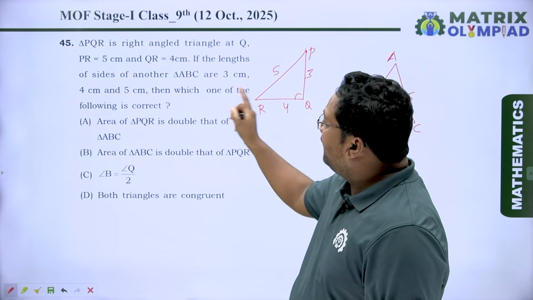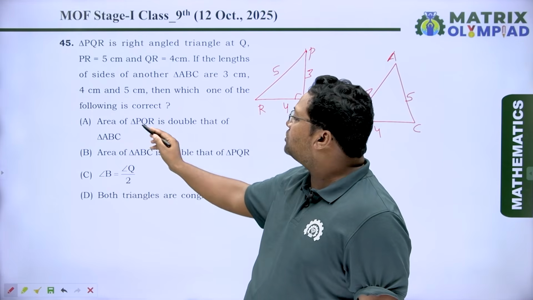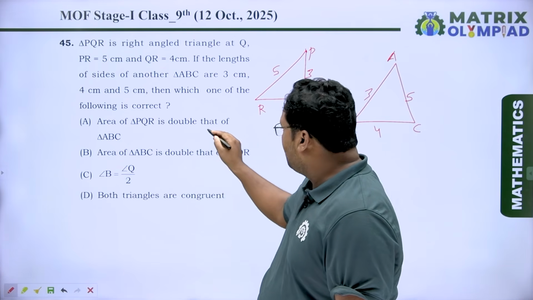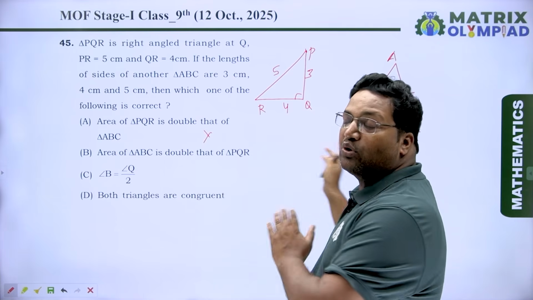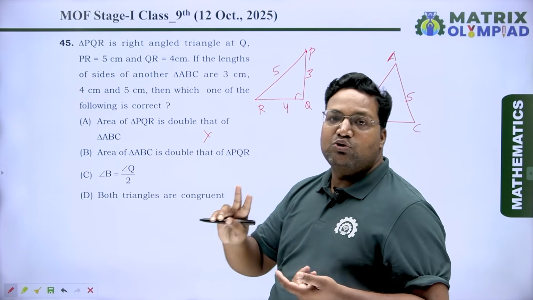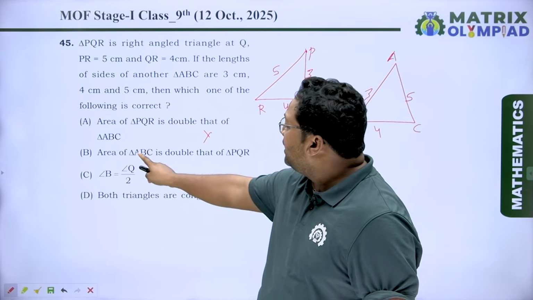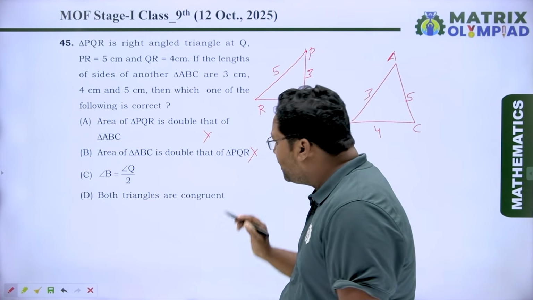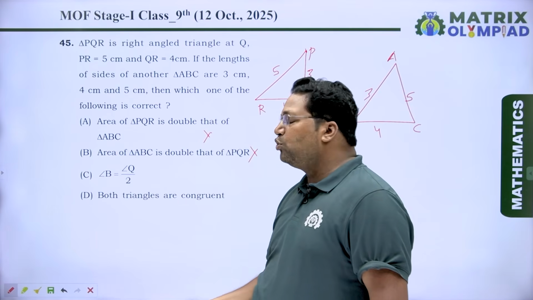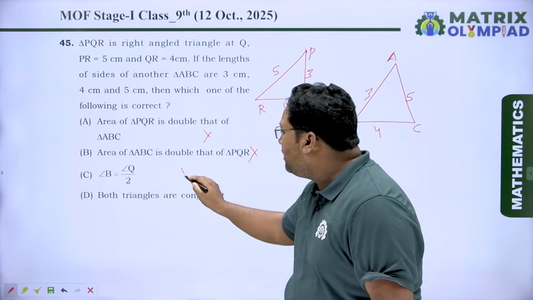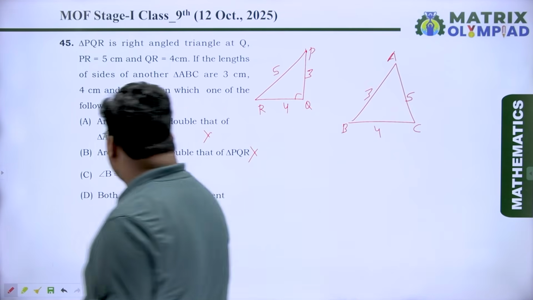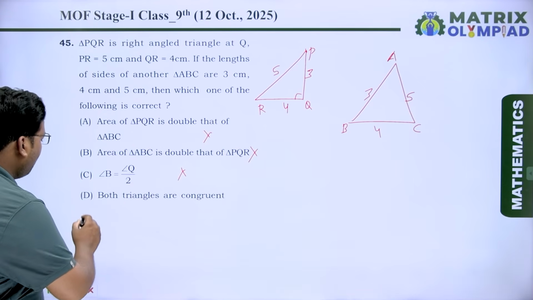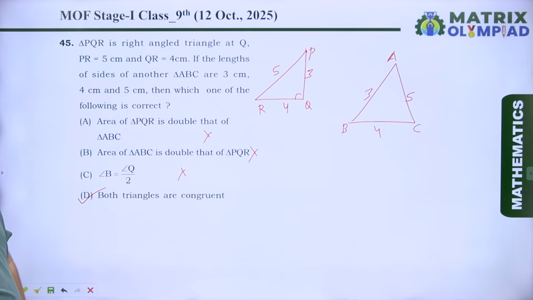So let's check all the options here. The first option is: area of triangle PQR is double that of triangle ABC. It is a wrong answer, because if these two triangles are congruent, the areas of these two triangles are equal. Second is: area of triangle ABC is double that of triangle PQR, which is also a wrong statement. Next is angle B equal to angle Q by 2, which is also a wrong statement. The next option is: both triangles are congruent. So it is true, because both triangles are congruent by the criterion of SSS. So option D will be the correct answer.